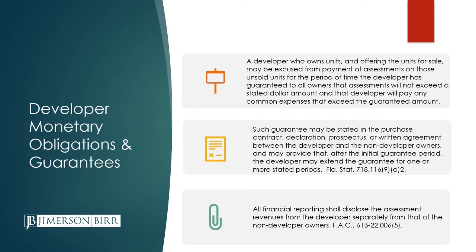And it may provide that after the initial guarantee period, the developer may extend the guarantee for one or more stated periods. And that's just to give the developer a buffer. If the project doesn't sell as fast as they wanted to, or it's not as successful as they want it to be, they can set forth in those initial documents that the guarantee period, their deficit funding period, can be extended for several periods to make sure that they're not paying the full assessments at that point in time.